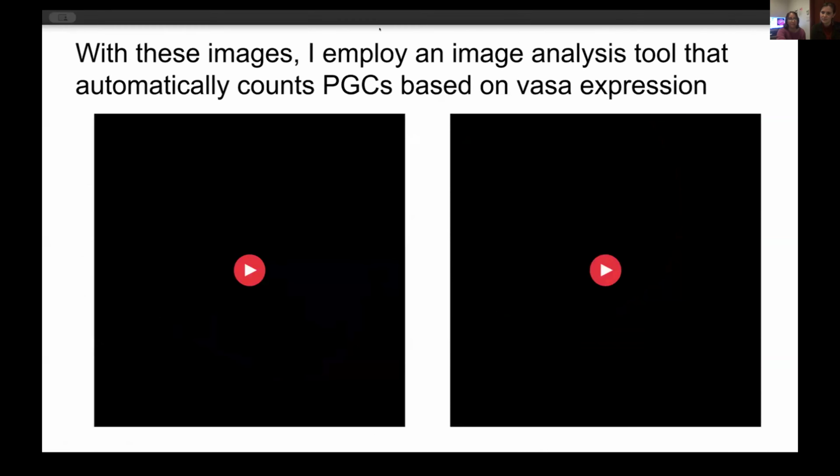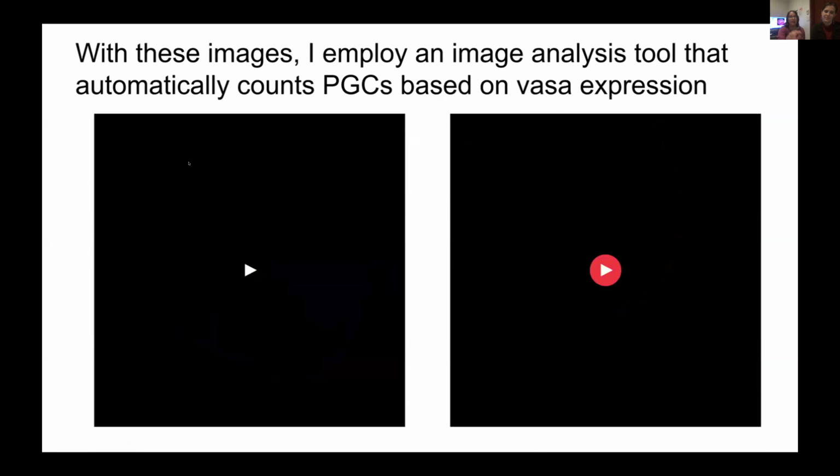So with these automatic images, I can employ an image analysis tool that will automatically count the PGCs based on their VASA expression. And so what I'm showing you in these two videos is a Z-stack throughout an entire ovary, showing all of the PGCs that are going to be appearing and disappearing as we move through the organ. And then in the other video is kind of the version of the PGCs that this computer program sees. And what is really nice about this is that this program will automatically identify these cells and count them so that I don't have to do any of that analysis work manually.